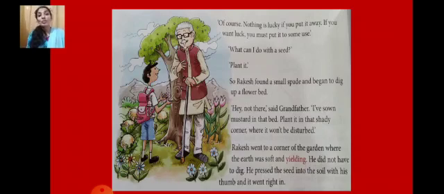Grandfather was already in the garden, and he was a retired person, so he was fond of gardening. He immediately stopped him: no, don't dig over there because mustard seed is already lying that side. "Plant it in that shady corner where it won't be disturbed." Rakesh went to a corner of the garden where the earth was soft and yielding.